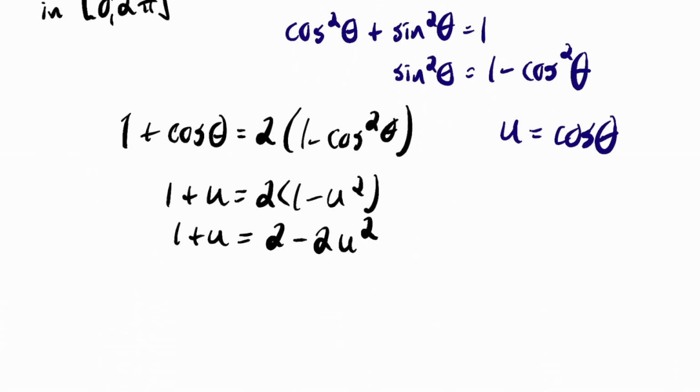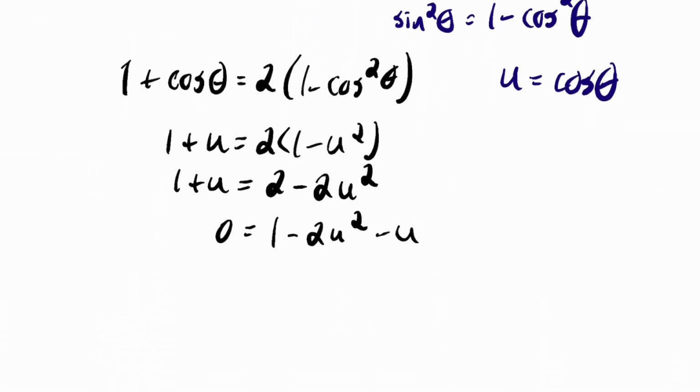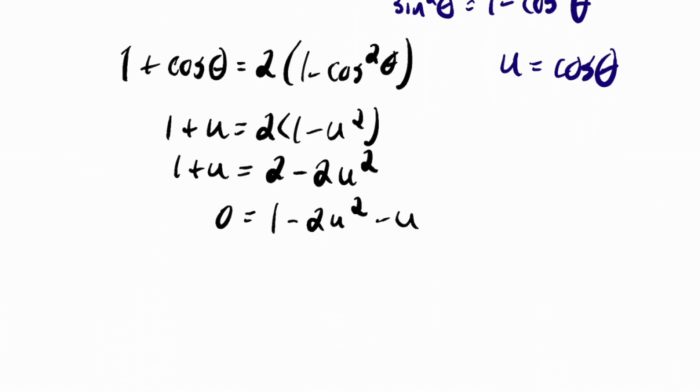So I need to subtract 1 from both sides and subtract u from both sides to get everything onto the right-hand side. Or the left, it doesn't matter, but I'll go with the right-hand side. So then I'll have 0 equals, well, if I subtract 1 on both sides, I'll have 1 minus 2u squared and then minus u. So this is not in descending order. This is not the general form for a quadratic. So I'm going to go ahead and just rearrange it a little bit. So I get 0 equals negative 2u squared minus u plus 1.